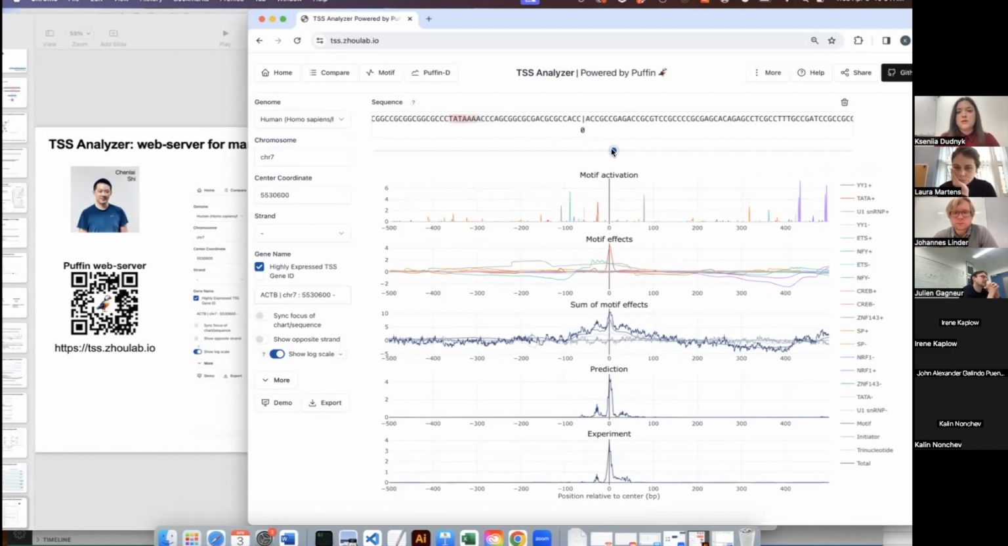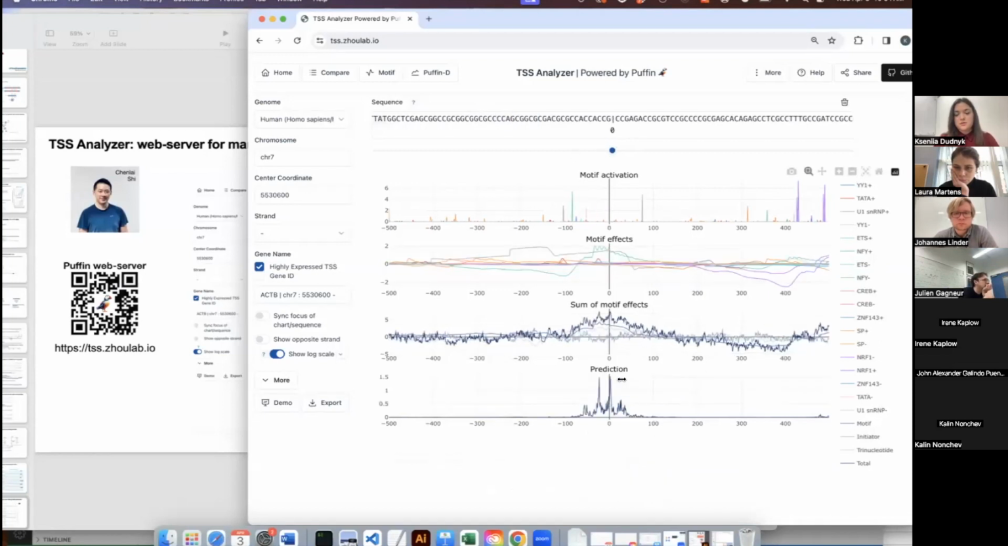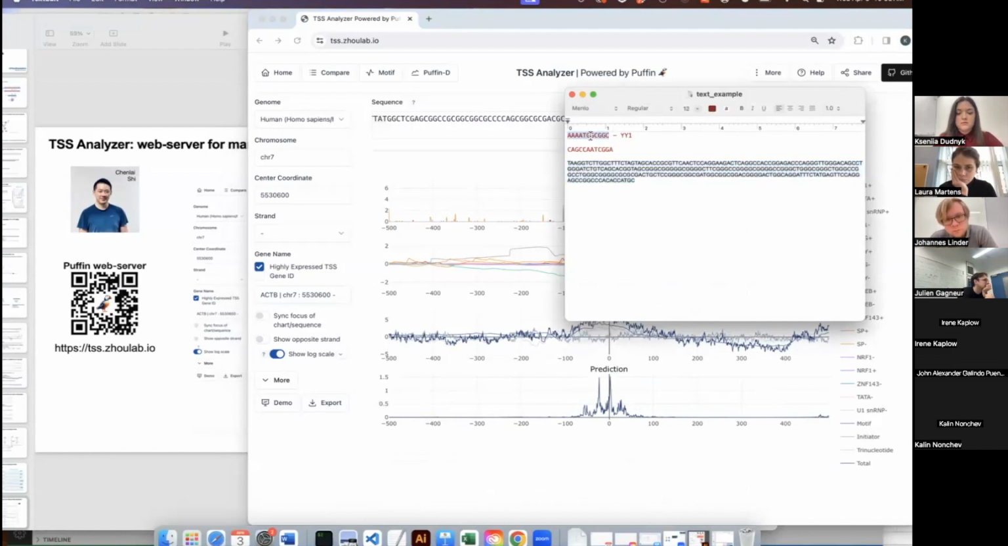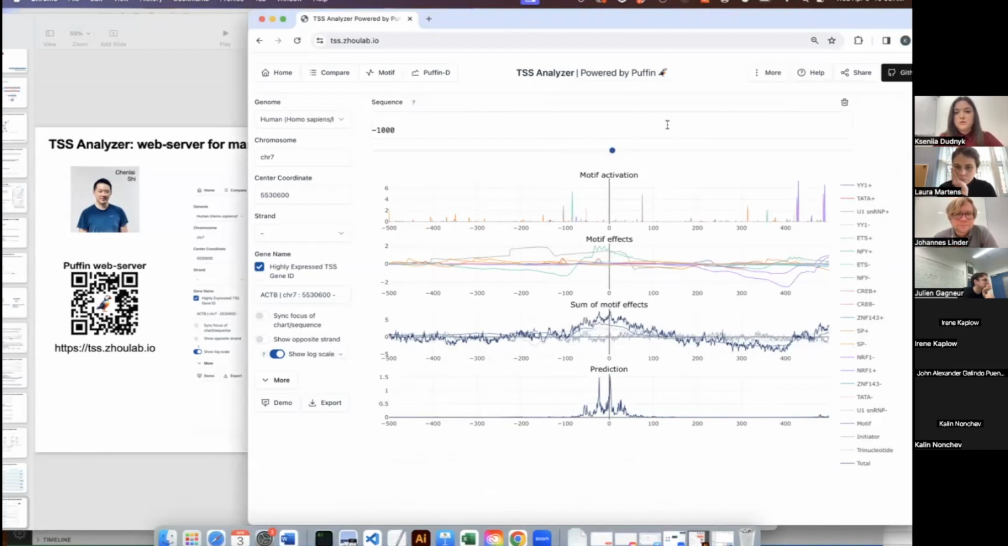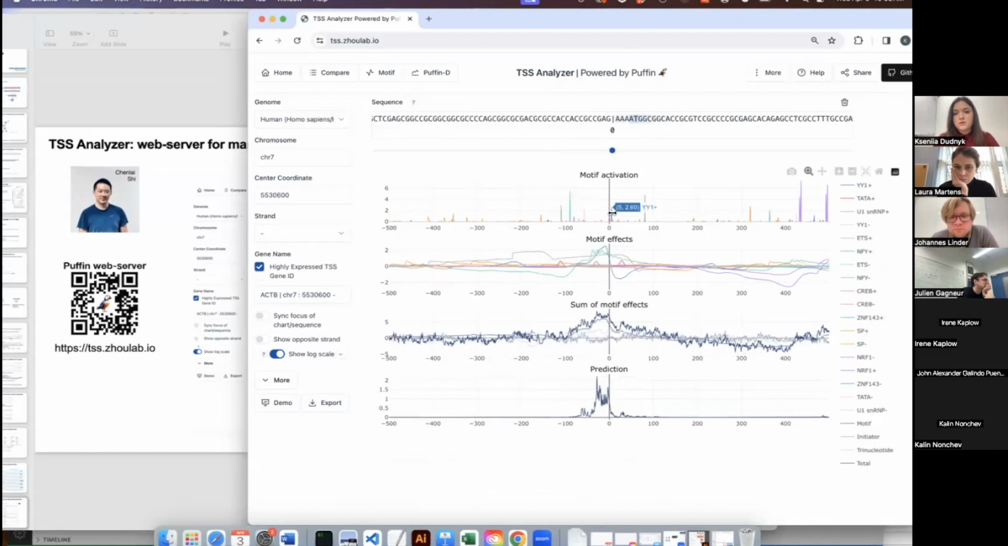And the nice feature of this web server is that you can interactively edit the sequence right here. For example, we can delete TATA and we can see how the signal changes. So it immediately runs the model, and you can see how the prediction decreased a lot. Now there is no TATA activation, no TATA effect. Or then we can also input some motif. I have a YY1 motif here, so we can put it somewhere, and now you can see YY1 activation, and you can see how the signal changes.